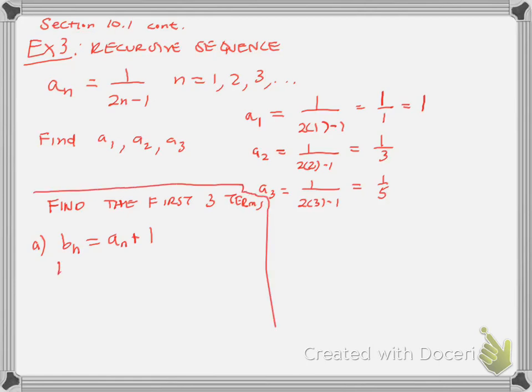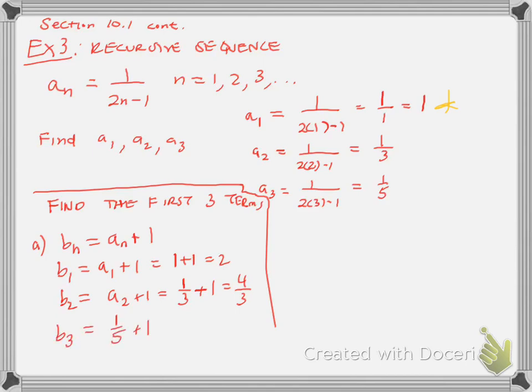All right, well, b sub 1, if we substitute in 1 wherever we say n, right? So that's a sub 1 plus 1. Well, we saw a sub 1 was just 1. So that's going to be 1 plus 1 equals 2. So b sub 1 equals 2. b sub 2 equals a sub 2 plus 1. And so that's going to be 1/3 plus 1. So that's 4/3. And then b sub 3 is going to be 1/5 plus 1, which is 6/5.